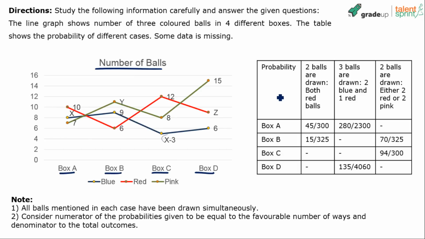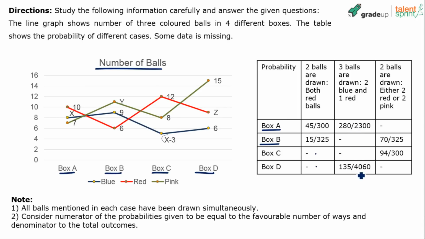What is given in the table is very important. He's talking about various probabilities, right? What is case 1? Case 1 is about 2 balls being drawn and both are red balls. So the probability that this would happen in box A is 45 by 300. Probability that this could occur in box B is 15 by 325. For box C and box D, it's not given to us. So that data is missing. What is case 2? He says 3 balls are drawn, out of which 2 are blue and 1 is red.